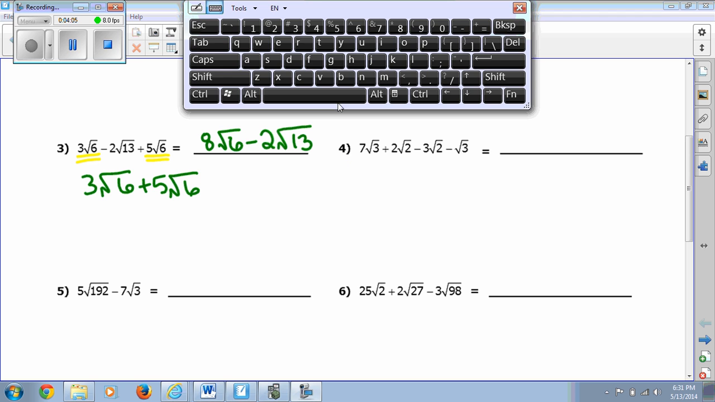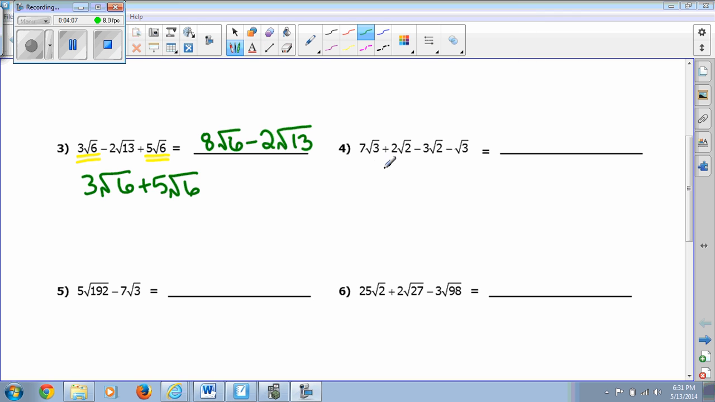Okay, now that you've had a few minutes to try number 4 on your own, let's go ahead and talk about it. You should see the like terms here are the 7 square root of 3 and the minus square root of 3. And the other two that are in common are the 2 square root of 2 and the minus 3 square root of 2 because they both have a square root of 2.